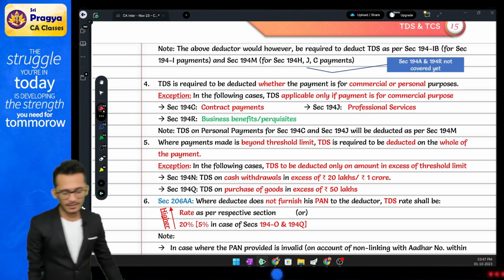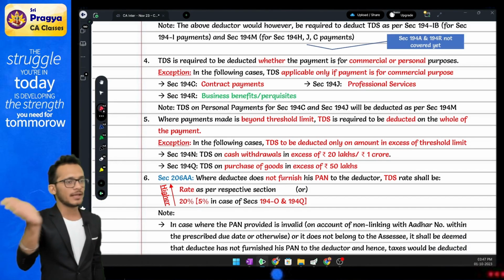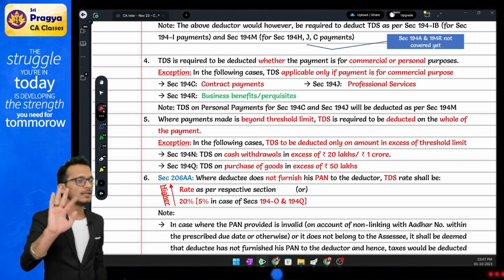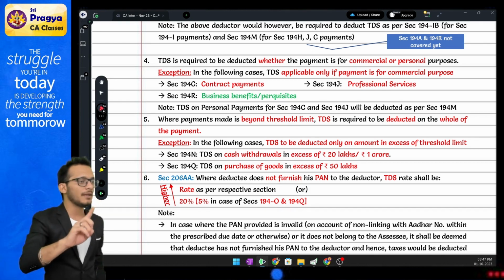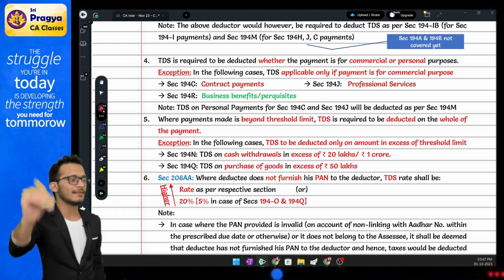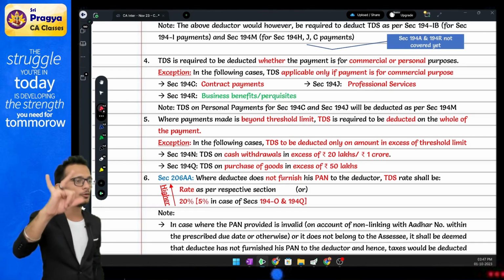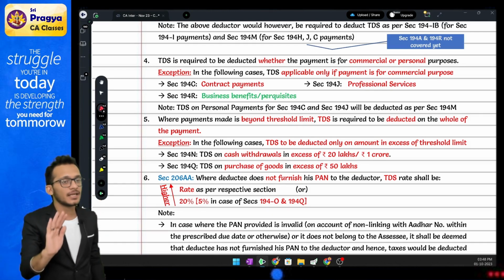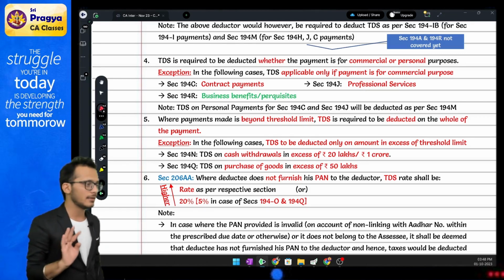Then, whenever you're trying to deduct TDS, I will give you a certain threshold number. Below the threshold, no TDS. Above the threshold, TDS on everything. But there are some sections where it is not required like that. You have to do TDS only on the exceeding amount. These are 2 sections: 194N cash withdrawal and 194Q purchase of goods. In these 2 cases, above the limit TDS comes, below the limit TDS does not come. Yes or no? Yes.